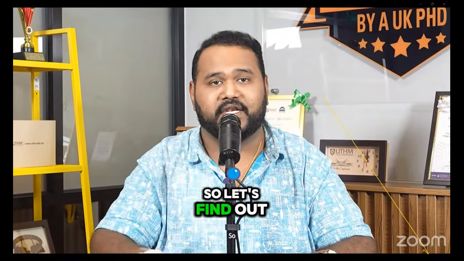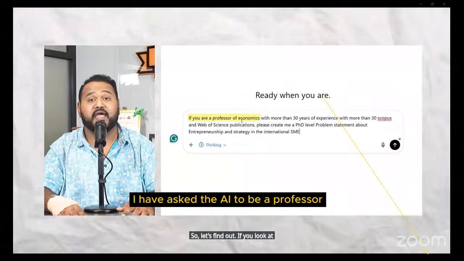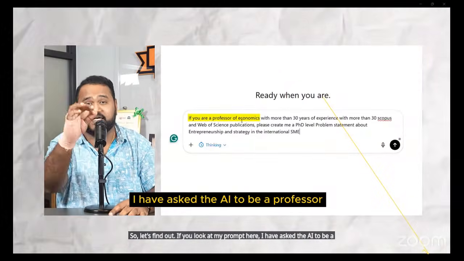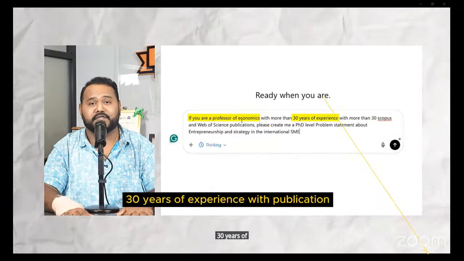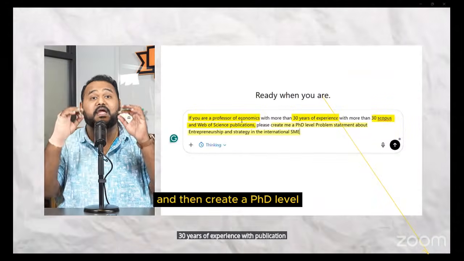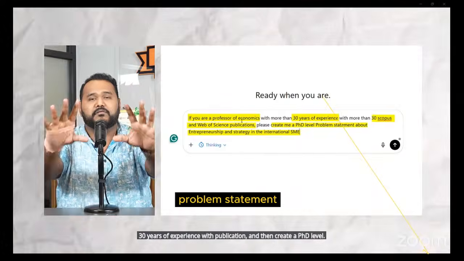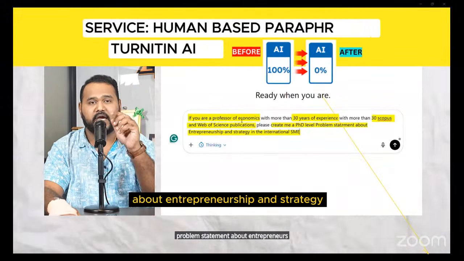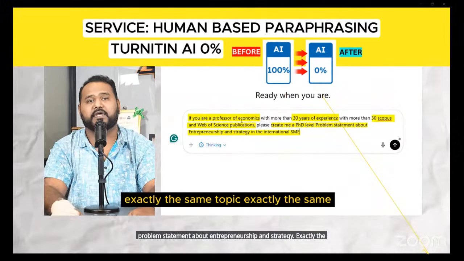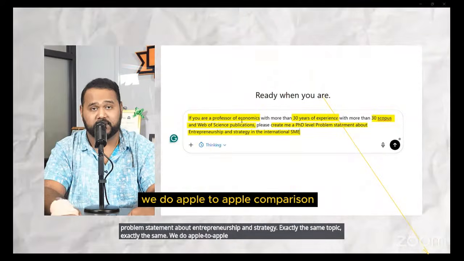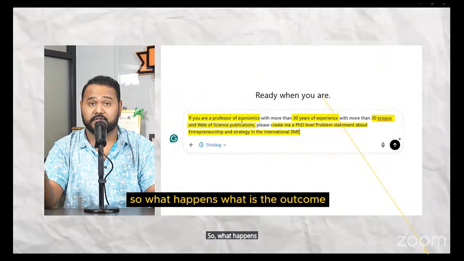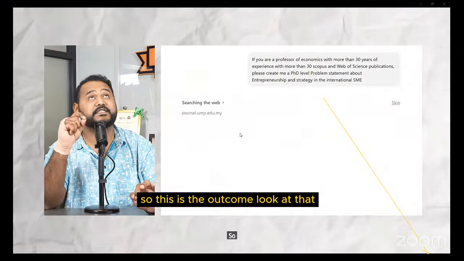So let's find out. If you look at my prompt here, I have asked the AI to be a professor. Saw that or not? Professor, 30 years of experience with publication, and then create a PhD level problem statement about entrepreneurship and strategy. Exactly the same topic, exactly the same. We do an apple to apple comparison. So what happens? What is the outcome? So this is the outcome.